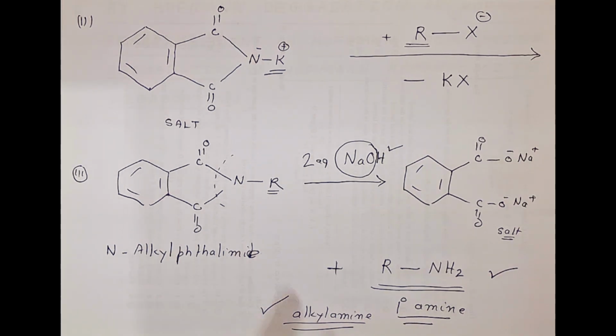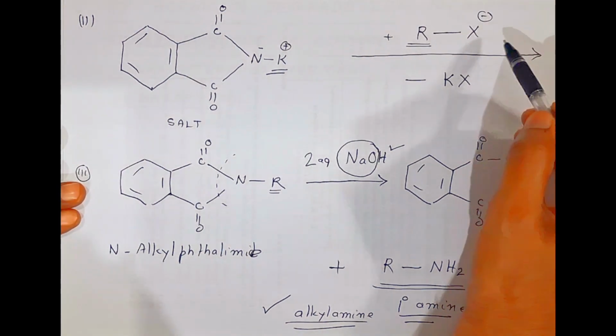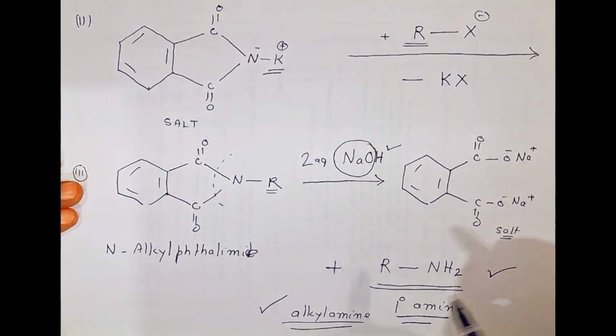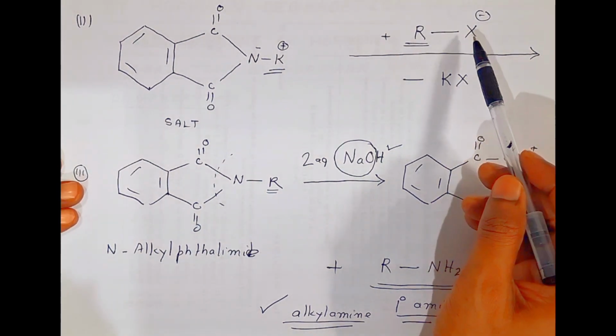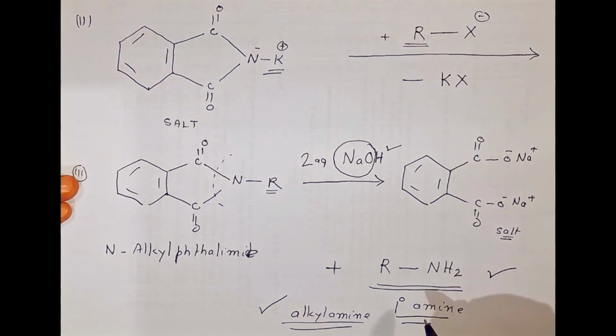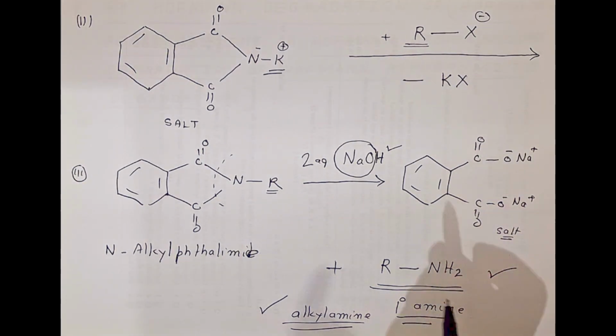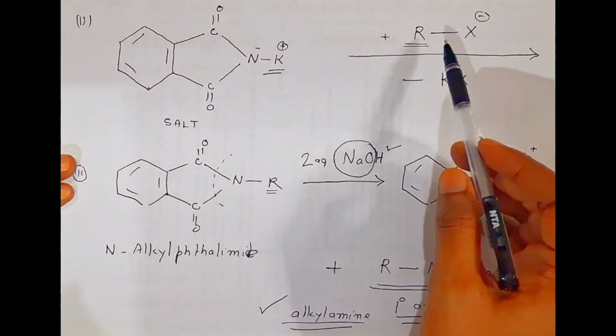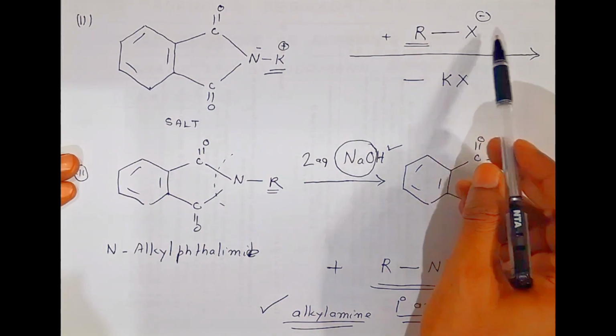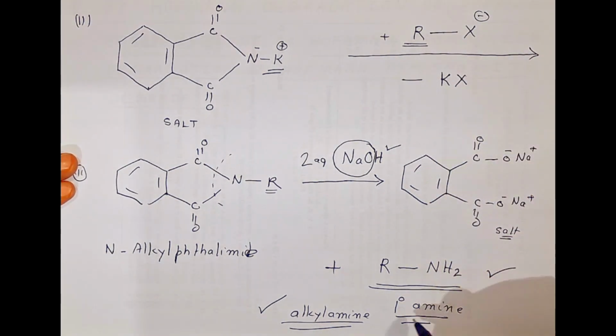So this way students we can prepare primary amines. It is totally dependent on this alkyl halide. If you take the ethyl halide, you will get ethyl amine. If you are taking methyl halide, you are getting methyl amine. Understanding, students? This is very important. Your first reactant is phthalimide and the second reactant totally depends upon the alkyl halide. Whichever alkyl halide you take, that alkyl group you will get in the primary amine.